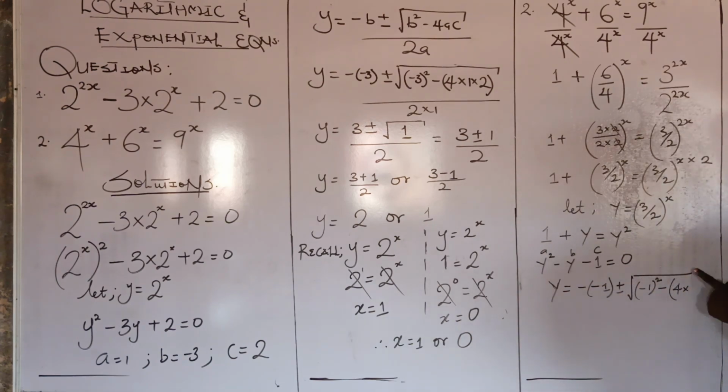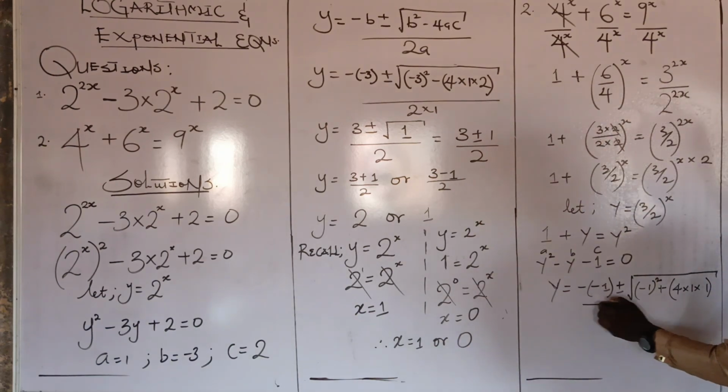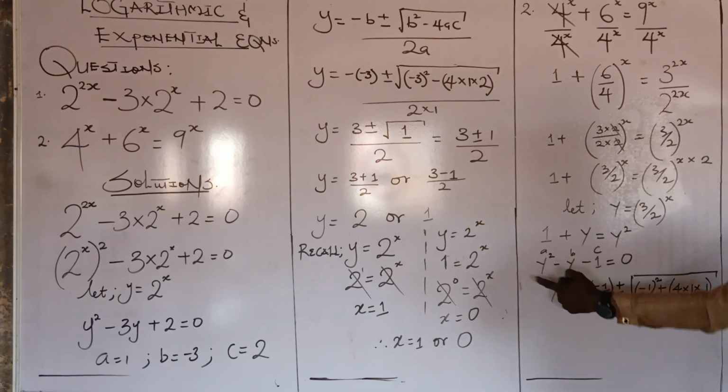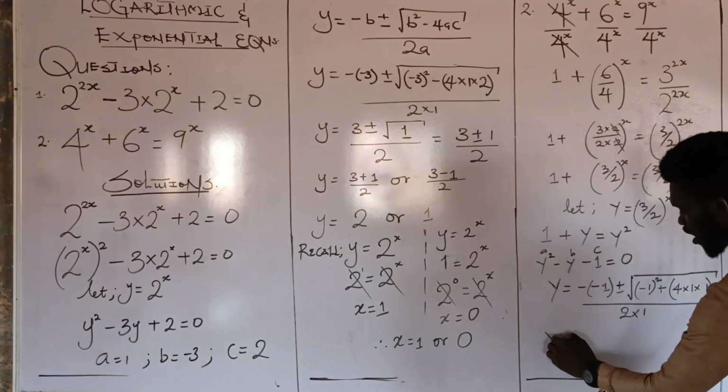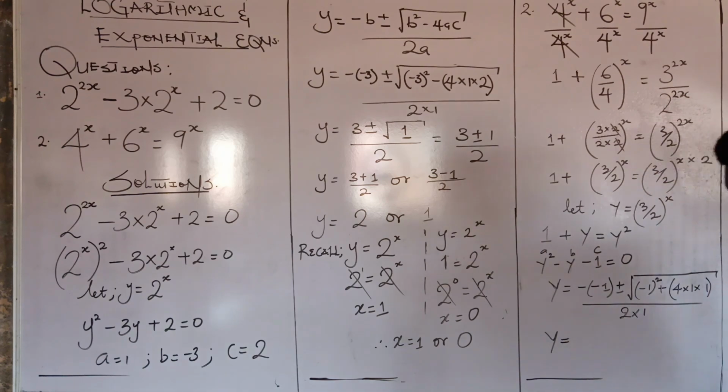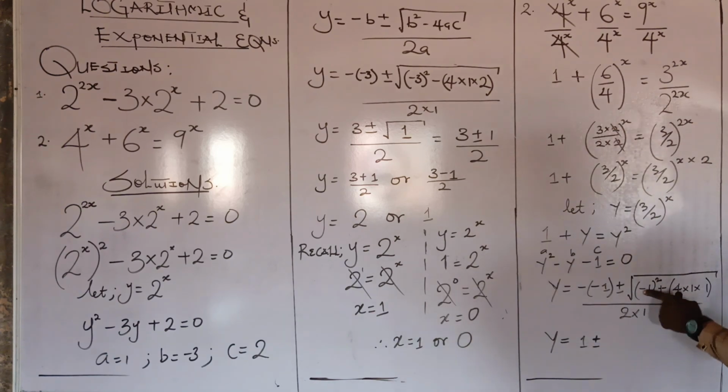4 times what is a? A is 1, times what is c? C is minus 1. So this minus sign is going to affect this and it becomes positive. So we have just 1 there. If you have been following my class, you get everything I'm doing here. All over 2a. What is that? 2 times 1, because a is 1. Now if you check this properly, you have that y equals minus minus 1, positive 1, plus or minus, this is 1 already.